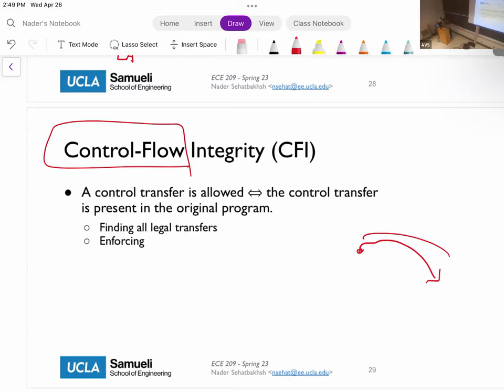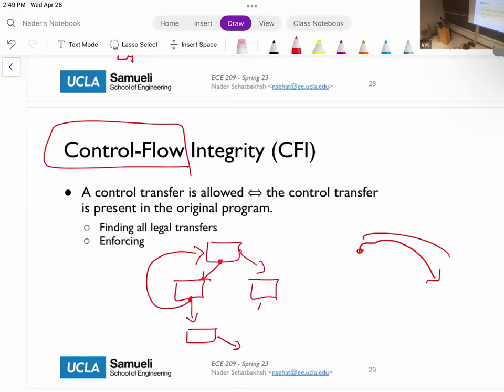So for example, for a given code, I know, for example, my main should jump into foo. From foo, I should, for example, either jump back to main or maybe jump to another function and so on and so forth. So I'm going to design the basic block level mapping of my system, okay? And we call this a control flow graph or CFG, okay?